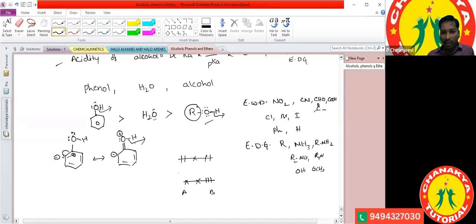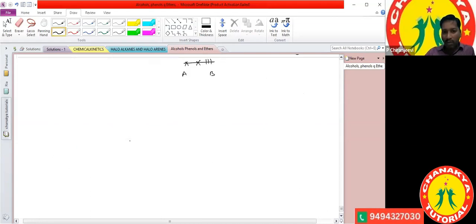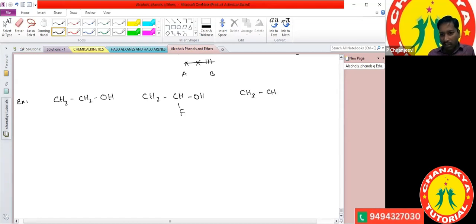Okay, now we got the clarity. Can I give one more example for this one? According to the statement, I'll give one more example. Already we have seen these examples while discussing GOC, electron displacement reactions, aliphatic alcohols. For example, CH3-CH2-OH, CH3-CHF-OH, and CH3-CH2-CH2-OH.